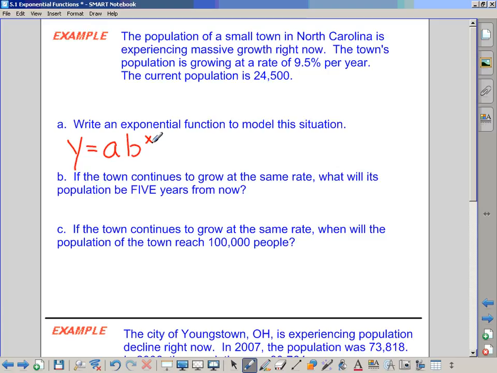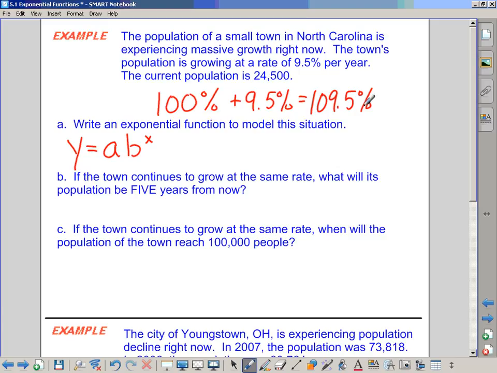Okay, so here we go. Since it's a growth rate of 9.5%, we always take 100%. That would be the amount that they would retain if the population stayed flat, 100%. This is growing by 9.5%, so we add those together and you get 109.5%. So from year to year, this town has 109.5% of the population it had the year before.